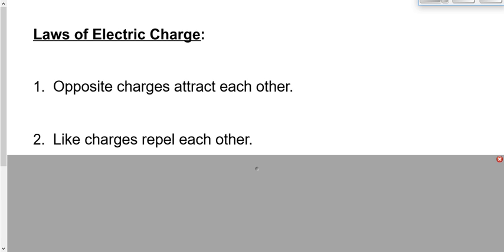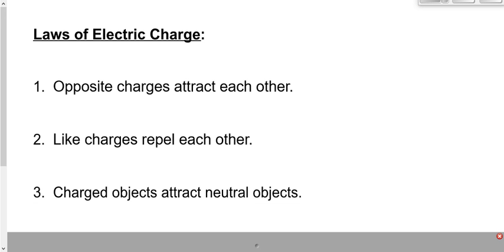Finally, our last one. Charged objects will attract neutral objects. This word objects is important here, and you'll see why tomorrow. For now, just trust me. Protons do not attract neutrons, not electrically anyways. There is a force of attraction between them. We alluded to that earlier. It's called the strong nuclear force. But there's no electrical force of attraction between protons and neutrons.